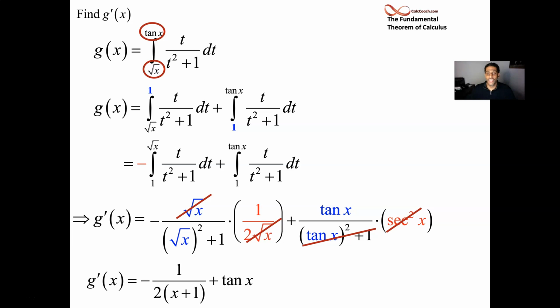You did it. So be on the lookout for when the function's at the bottom, flip it and put a minus. Be on the lookout for when the function's more than just an x, chain rule, and be on the lookout for when there's a function on the upper limit and a function on the lower limit. Pick any number you want and break it into 2.